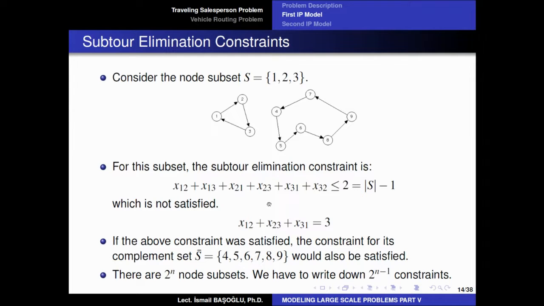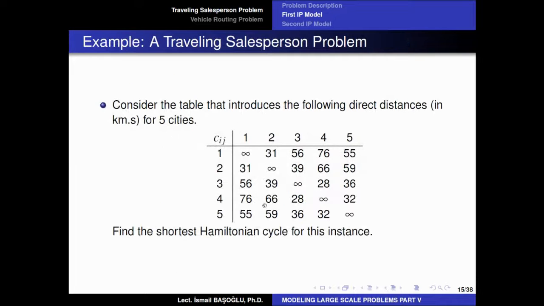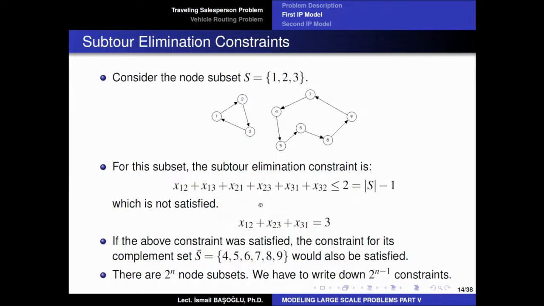Okay? So what you are going to do is this. You are just going to determine half of the subsets. For the other half of the subsets, these are going to be automatically satisfied if you simply write these constraints for half of the subsets. Now, the other half should be the complements of the subsets that you are going to write the constraints for. Okay, now you are going to understand this better in the example.